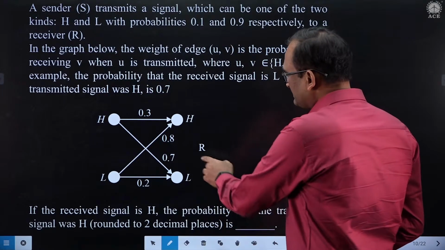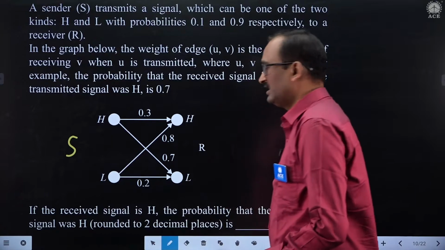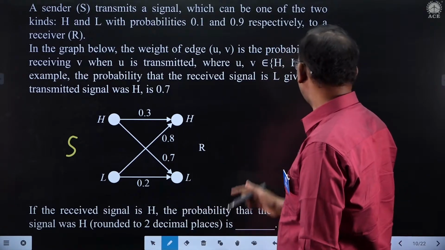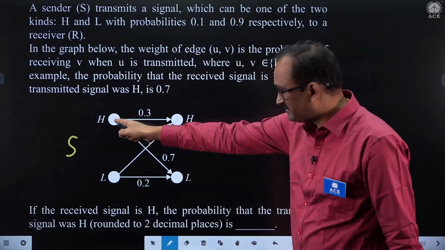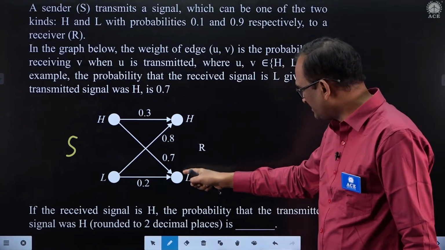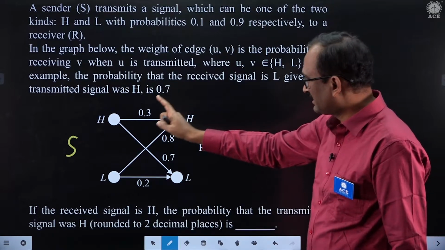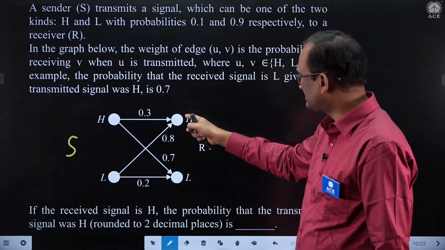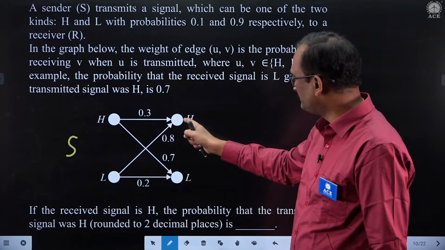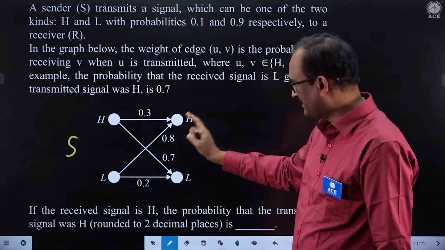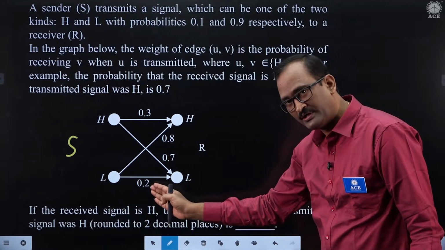Look here, this side is the sender, this side is the receiver. Now observe: if the transmitted signal is H, then the received signal is L with probability 0.7. Transmitted signal H, received signal H, the probability is 0.3. Transmitted signal L, received signal H, the probability is 0.8. Transmitted signal L, received signal L, the probability is 0.2.